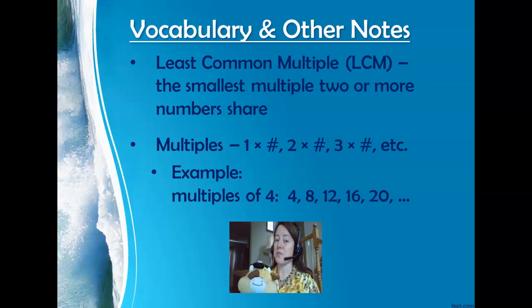And just to refresh your memory, multiples are 1 times the number, 2 times the number, 3 times the number, and so on. For example, the multiples of 4 would be 1 times 4 is 4, 2 times 4 is 8, 3 times 4 is 12, 4 times 4 is 16, 5 times 4 is 20, and so on.